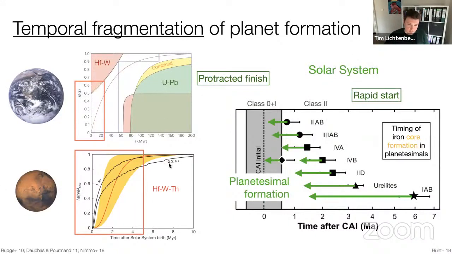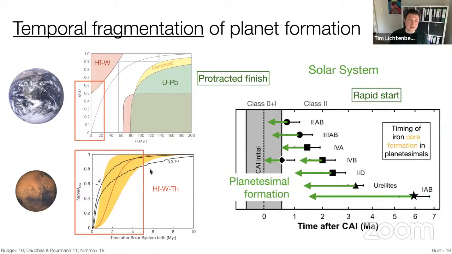We have similar evidence from Mars that also speaks of an early onset, but for the size of Mars, some kind of a protracted finish of the accretion process. Latest papers put the cessation of accretion for Mars on the order of 15 million years.